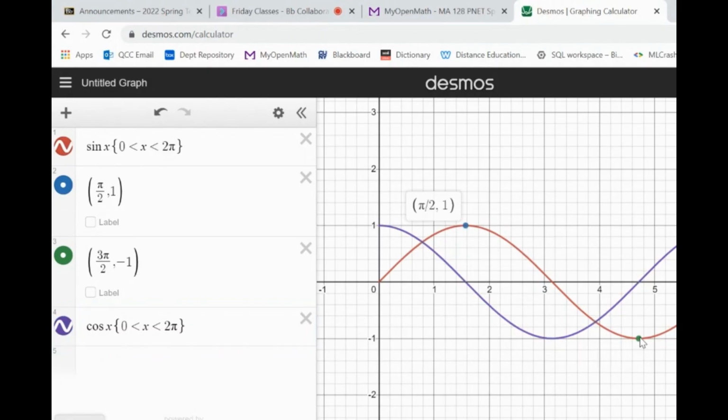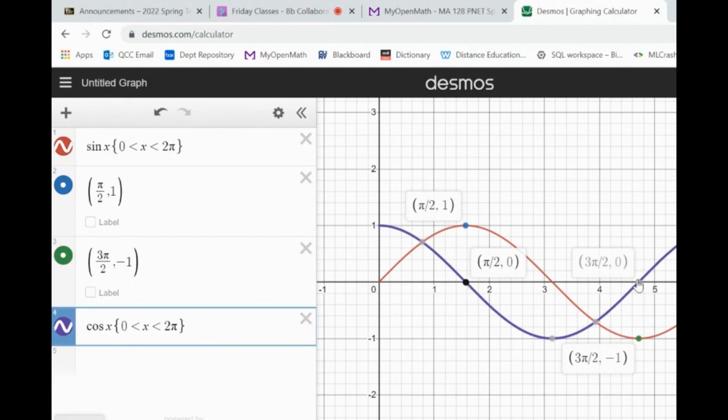So from pi over 2 to 3 pi over 2, let me just mark again, the red curve, which is the sine function, is decreasing. From pi over 2 to 3 pi over 2, the red curve is falling. And this is consistent with the fact that the blue curve is negative. Here it takes negative values, right? It is negative all the way until here. And the red curve has a negative slope, so it has a negative derivative.